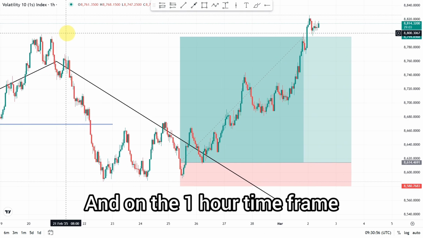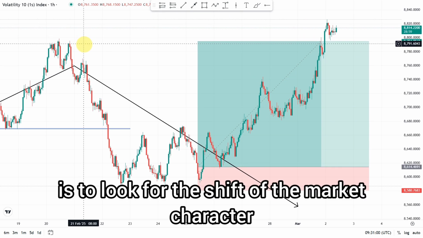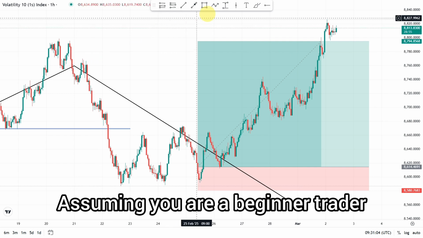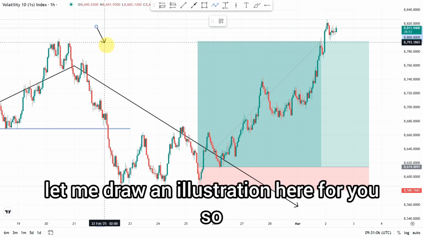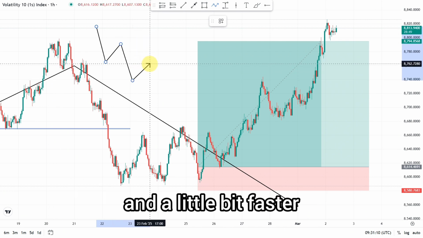And on the 1 hour time frame, your only responsibility as a trader is to look for the shift of the market character. Assuming you are a beginner trader, let me draw an illustration here so that you can understand a little bit more and a little bit faster.